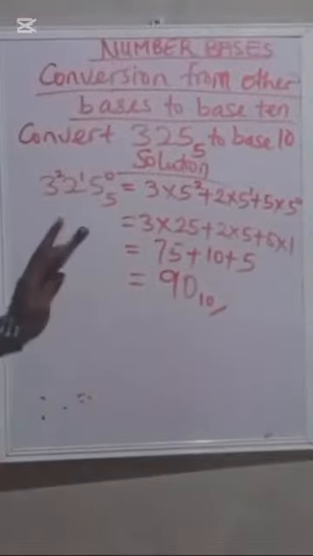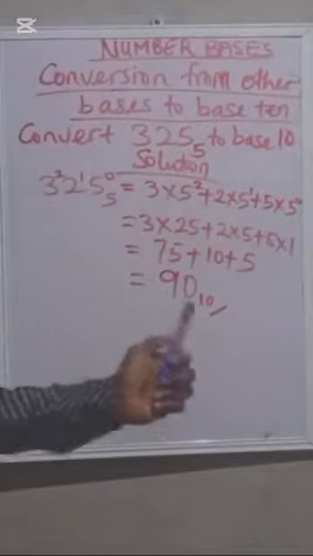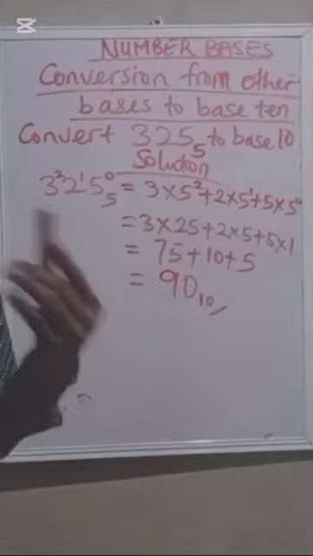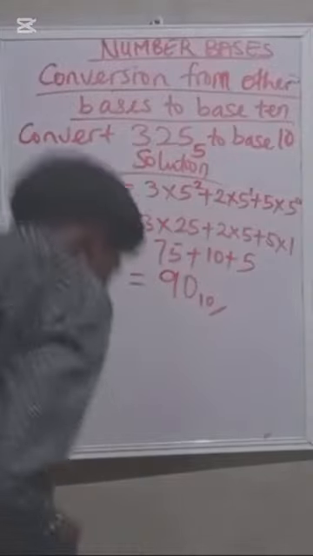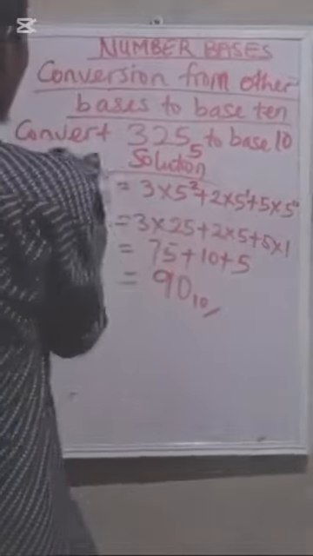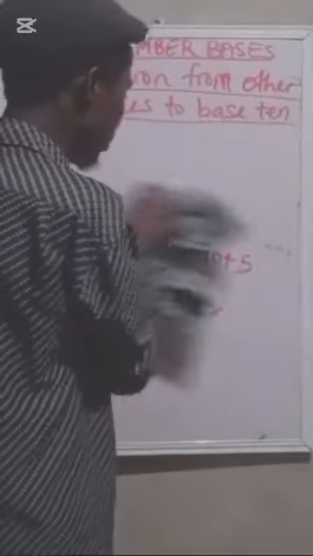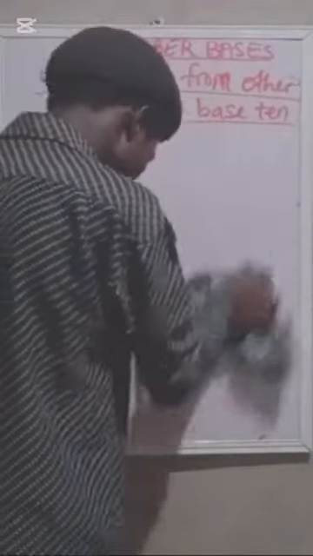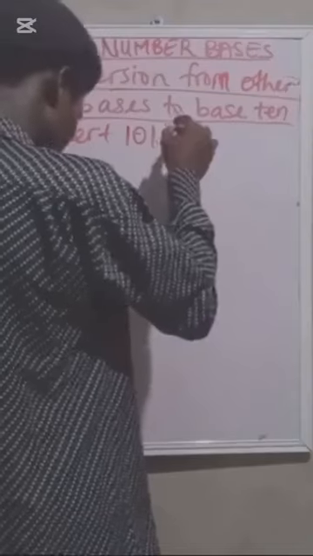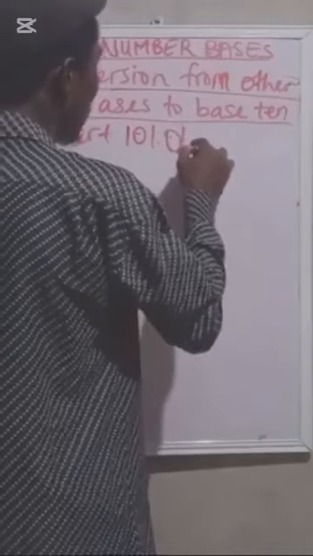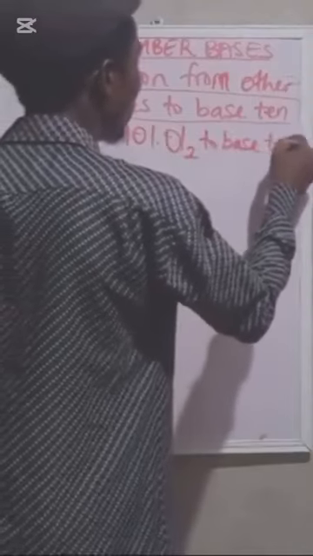So this is just the way on how to solve the question. Very, very simple. So let me solve another question, which is a decimal question, a decimal question that has points. Permit me to clean the book. Okay, so the question says convert 101.01 base 2 to base 10.